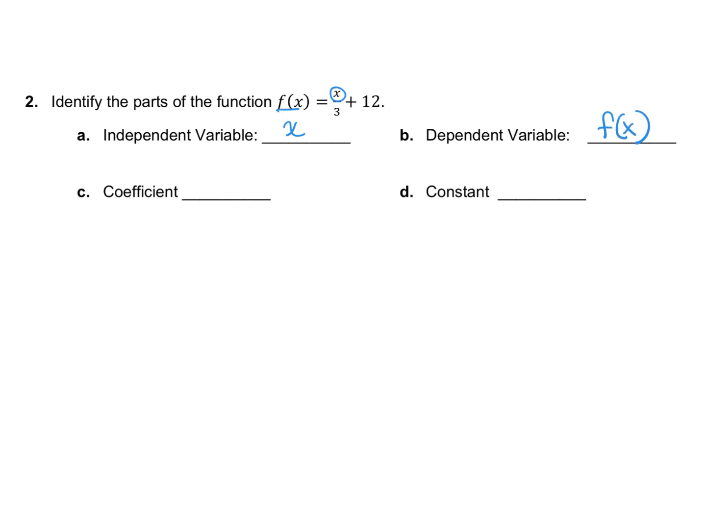Now I want to talk about this coefficient, the number with the variable. The number with the variable here, in this case, you've got the x all over 3. It's like I could put a 1 with that, and therefore the coefficient is 1/3. And then the constant, the number without the variable, that's a 12.